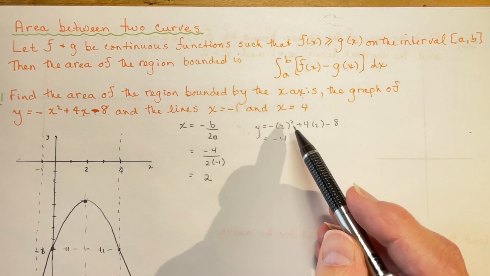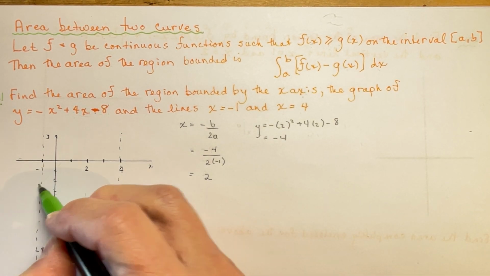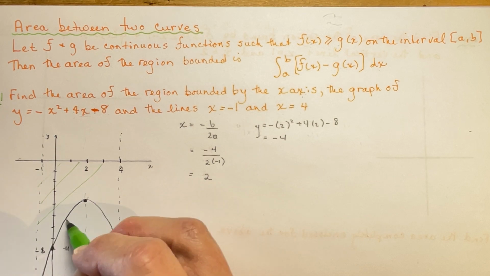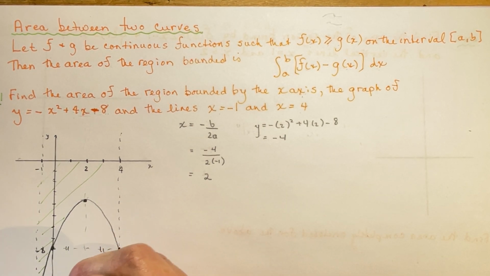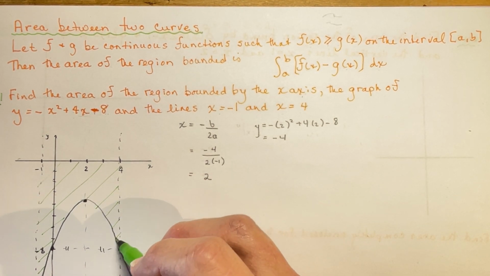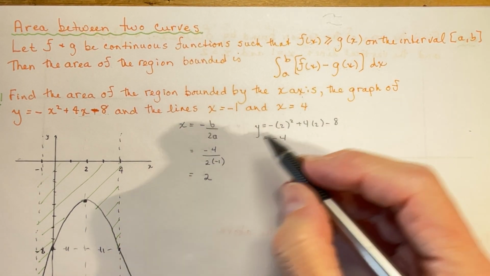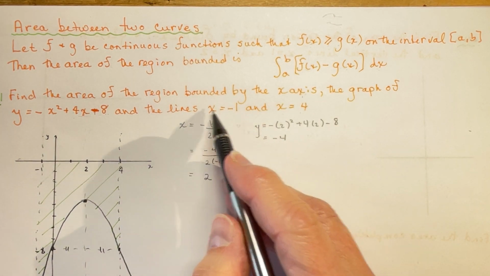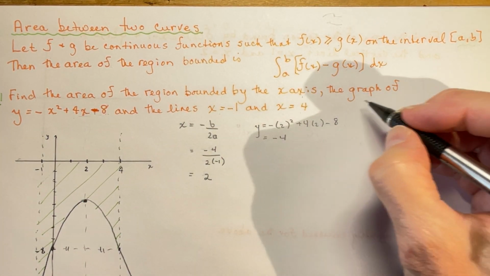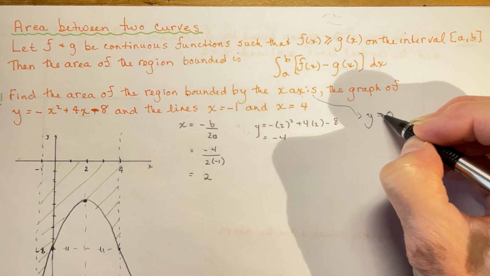So the area that I'm looking for, the area bounded by the x-axis, get out my wonderfully colored pencils. And that means I'm looking for all of this area here. Okay, so I know that my upper bound is going to be the line y equals 0, or the x-axis. So I'm going to write that over here, x-axis, y equals 0.